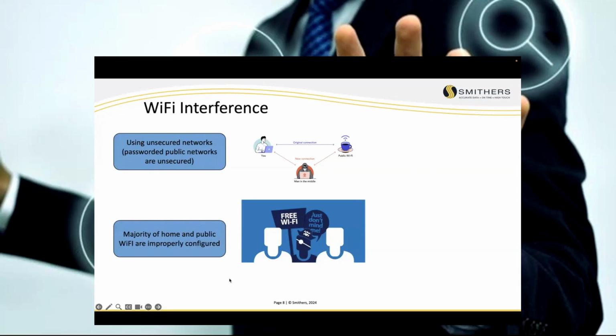A majority, I don't know the number, but it's usually like 99.9% of all home and public Wi-Fis are improperly configured, meaning they don't have encryption turned on, they don't have a strong password, or the network they're using is often the exact same network that your printer is on, or the baby monitor in your kid's room, or your Internet of Things devices like your Alexa devices. Most home networks are not segmented, and therefore they're not configured properly.